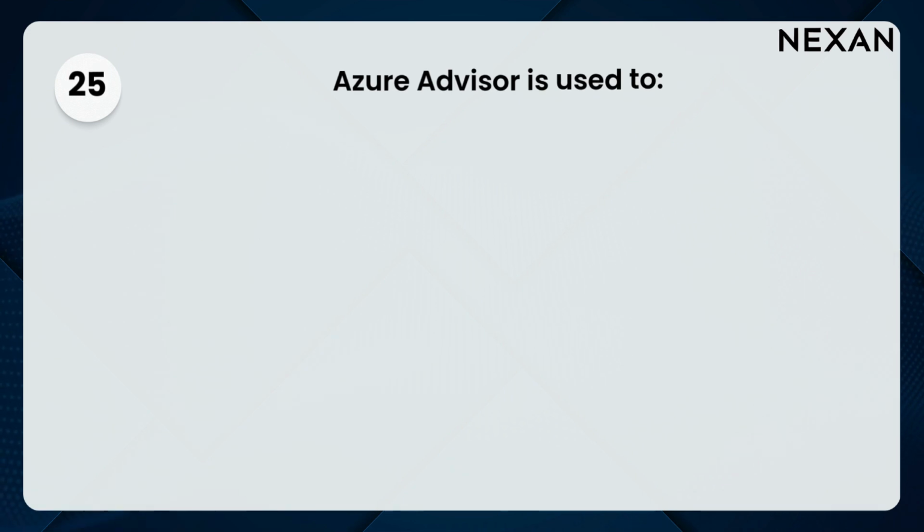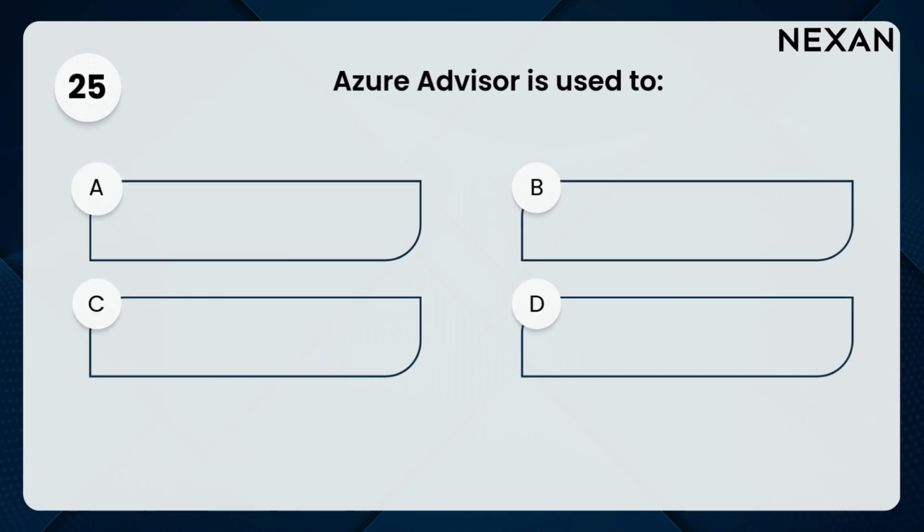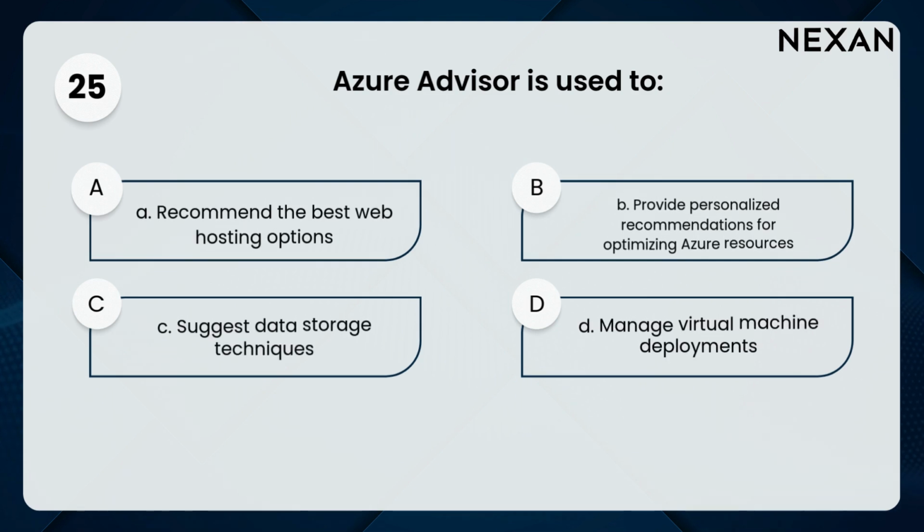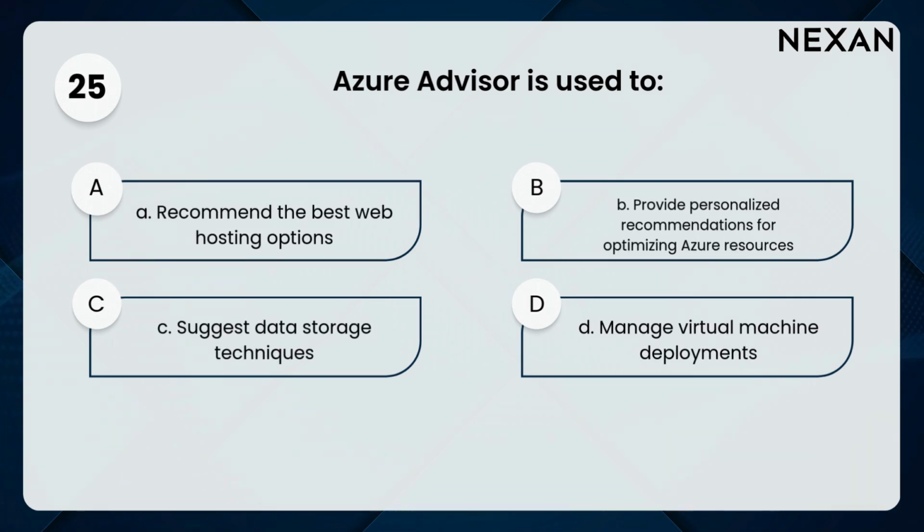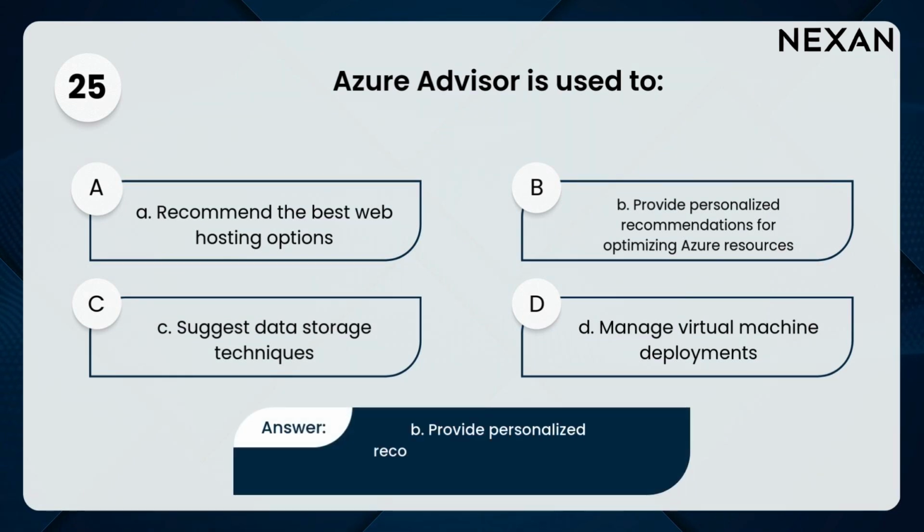25. Azure Advisor is used to A. Recommend the best web hosting options. B. Provide personalized recommendations for optimizing Azure resources. C. Suggest data storage techniques. D. Manage virtual machine deployments. Answer B. Provide personalized recommendations for optimizing Azure resources.